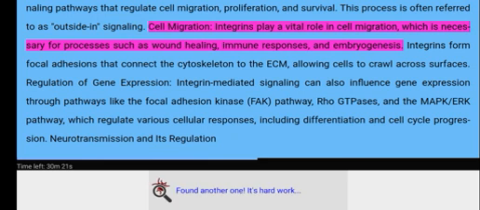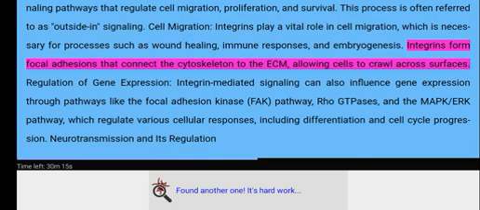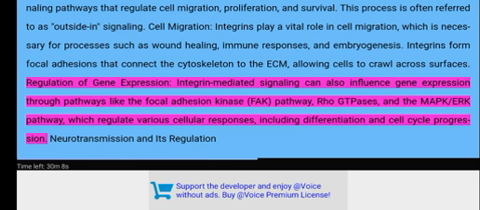Cell migration. Integrins play a vital role in cell migration, which is necessary for processes such as wound healing, immune responses, and embryogenesis. Integrins form focal adhesions that connect the cytoskeleton to the ECM, allowing cells to crawl across surfaces. Regulation of gene expression. Integrin-mediated signaling can also influence gene expression through pathways like the focal adhesion kinase FAK pathway, Rho-GTPases, and the MAPK-ERK pathway, which regulate various cellular responses, including differentiation and cell cycle progression.